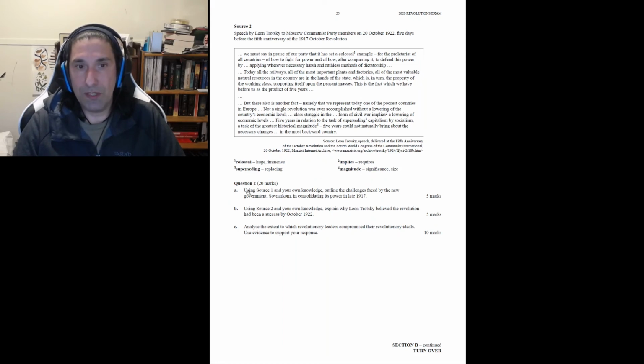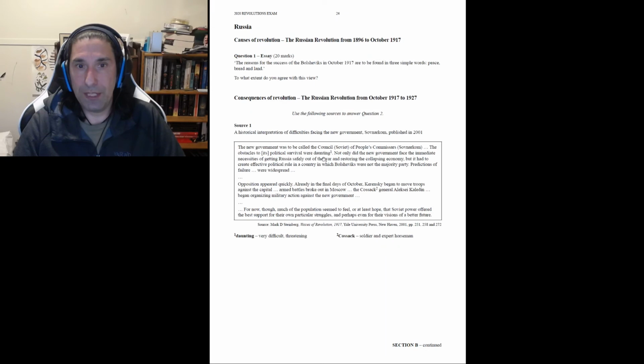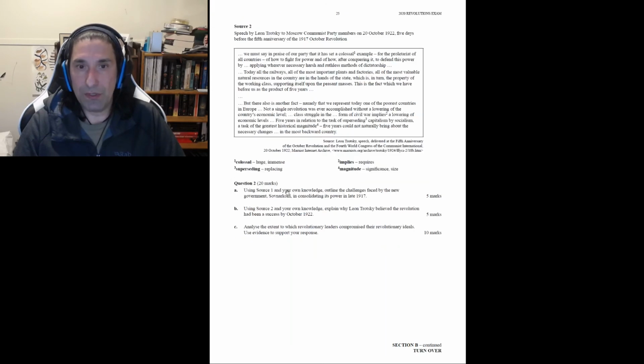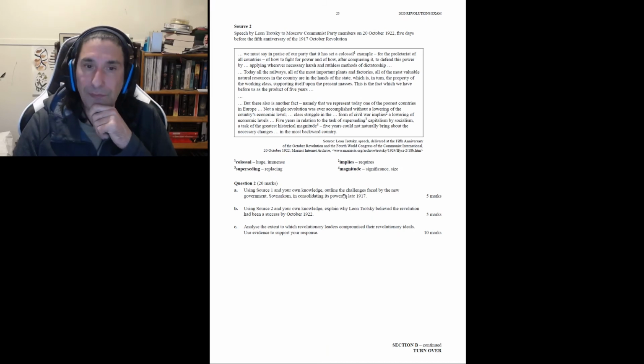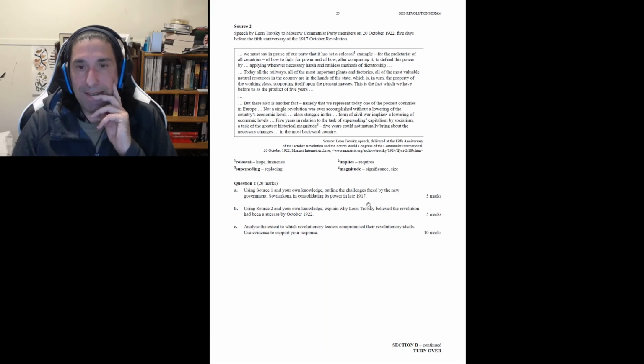Just to remind you, you have to use source 1, so you have to include a key quote from here. In your response, using your own knowledge, outline the challenges faced by the new government, Sovnarkom, in consolidating its power in late 1917. You can talk about a lot of things. I mean, by late 1917, you could talk about the implementation of state capitalism, that economic policy. You could talk about the establishment of the Cheka and various other things. Okay.